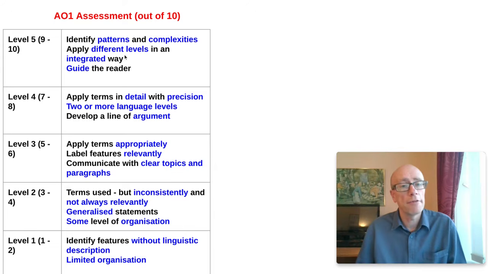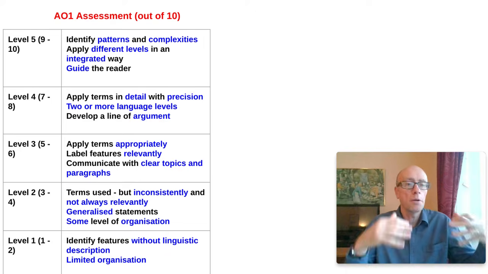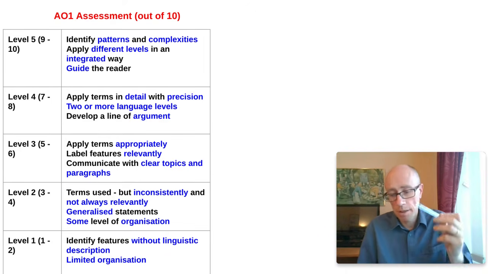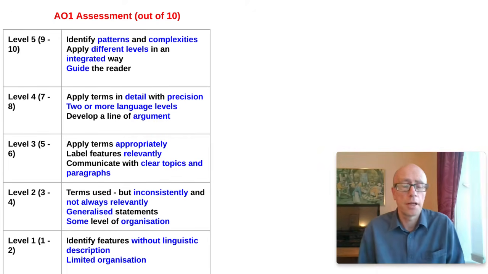The other thing in the top level is that you need to be hitting different levels. Okay, different language levels. Now, if you're getting marks lower down, then it may well be that you're getting stuck in a lexical rut and that you're only writing about lexis and semantics. Whereas if you're up in this level, you're going to be including pragmatics and grammar and lexis and semantics, and possibly a little bit of graphology as well. So it's about different levels.